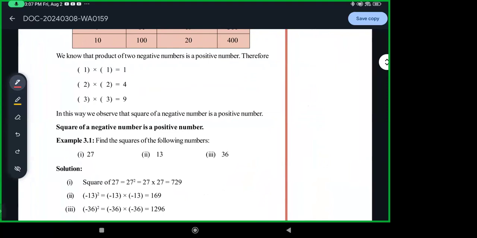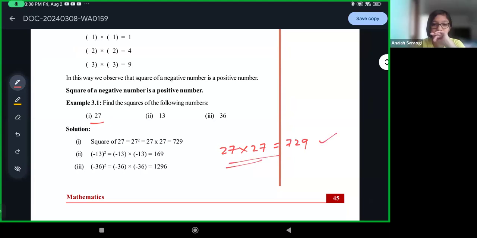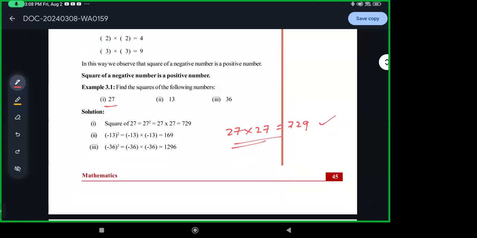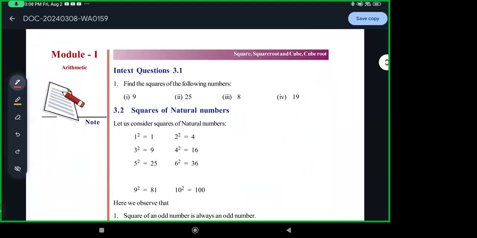So, find the square of the following. Okay, suppose in this example, 27 is given. We have to find its square. So we do 27 times 27. Find its square. We will get 729. Okay, so like this, we multiply the number by itself to get its square. Okay, so you can try out this question 3.1.